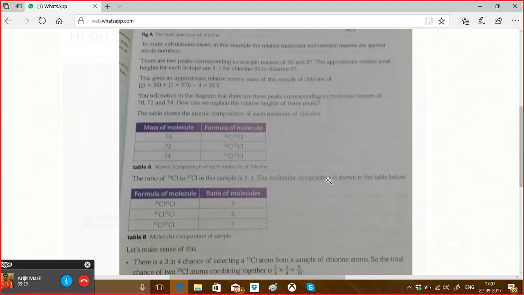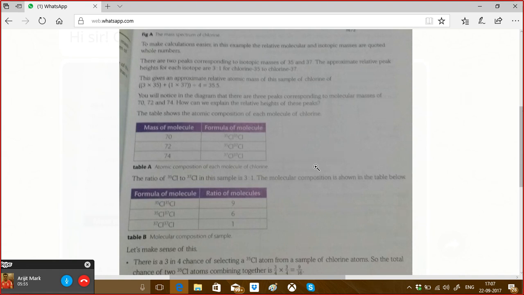What they're using is the ratios of different chlorine isotopes, like 3:1 and something, and they're calculating it using this idea. I can't understand it though, but I'm sure that they're not using carbon though. Wait, there are two peaks corresponding to isotopic masses of 35 and 37. Okay, that's a chlorine mass, because chlorine has two isotopes, and the approximate relative peak heights for each isotope are 3:1.